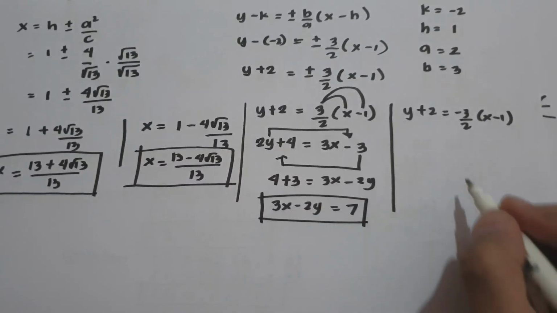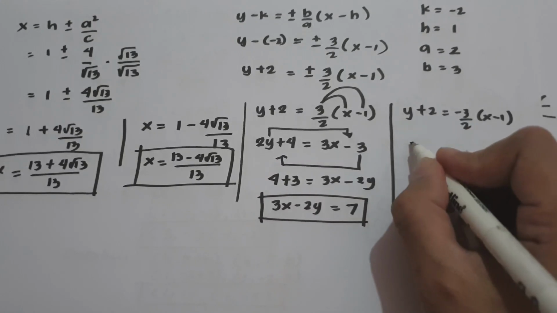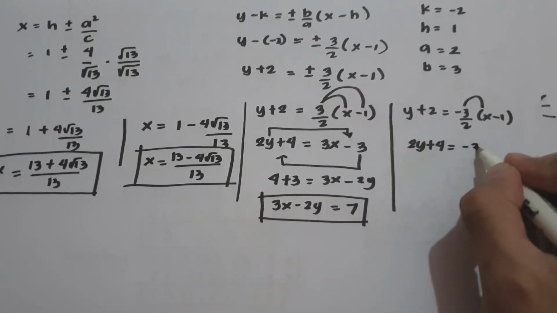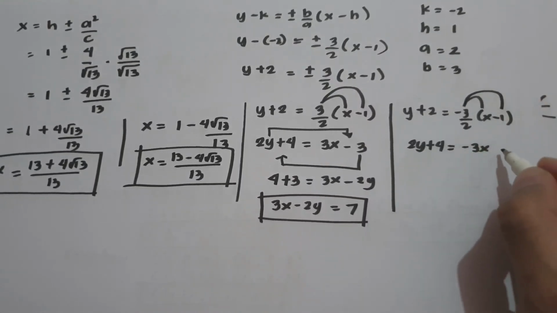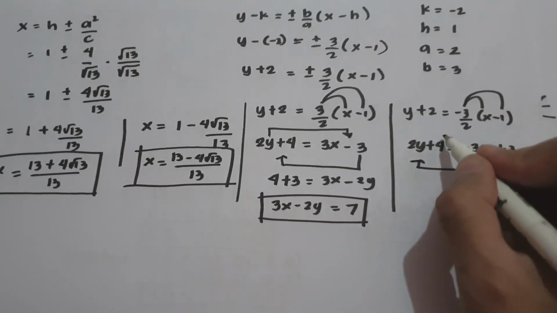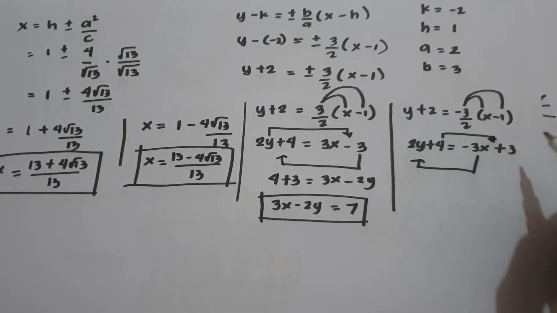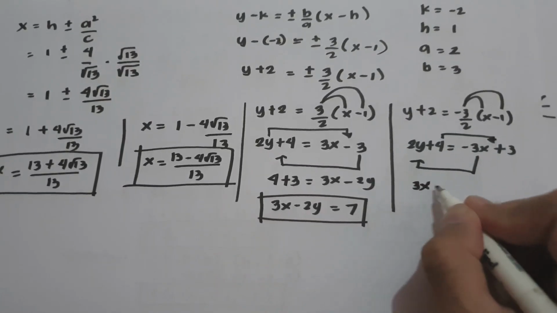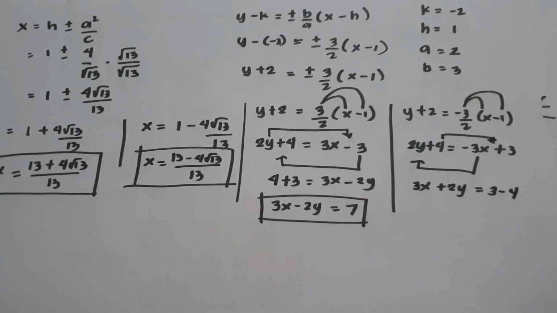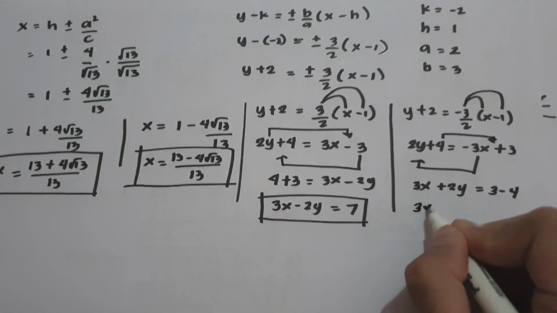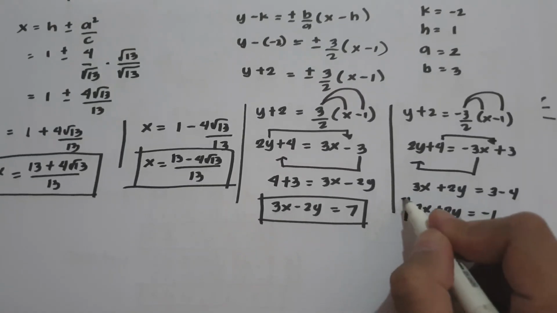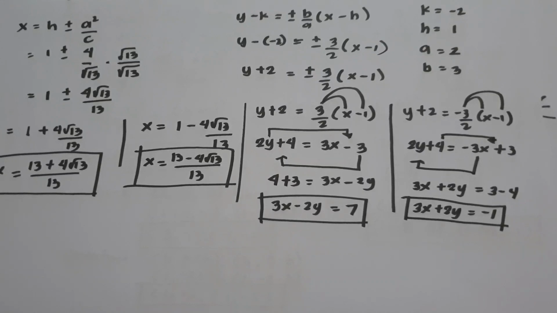On the other side, we have y plus 2 times 2, that is 2y plus 4 equals negative 3 times x is negative 3x, and then negative 3 times negative 1 is positive 3. So let us move negative 3x on the other side of the equation, and let us move 4 on the side of negative 3x plus 3. It will give us 3x plus 2y equals 3 minus 4. So let us simplify. 3x plus 2y equals 3 minus 4 is negative 1. So these will be the asymptotes of our hyperbola.